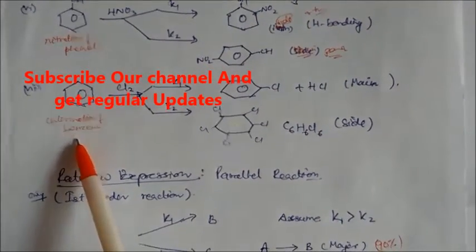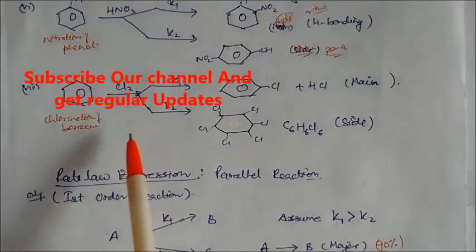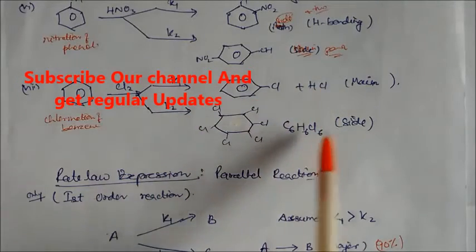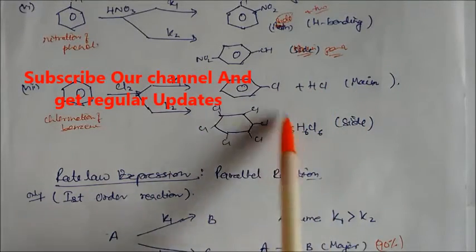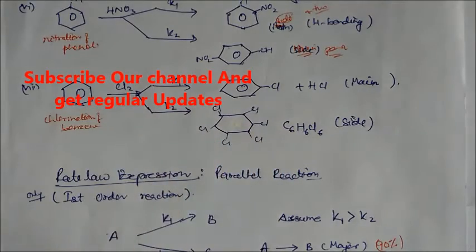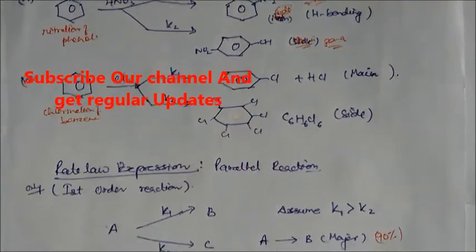This is chlorobenzene. Under Cl2, K1 and K2, again it will give you two products: HCl, and this is your main product. This is your side reaction. This is also possible, this is hexachlorobenzene.